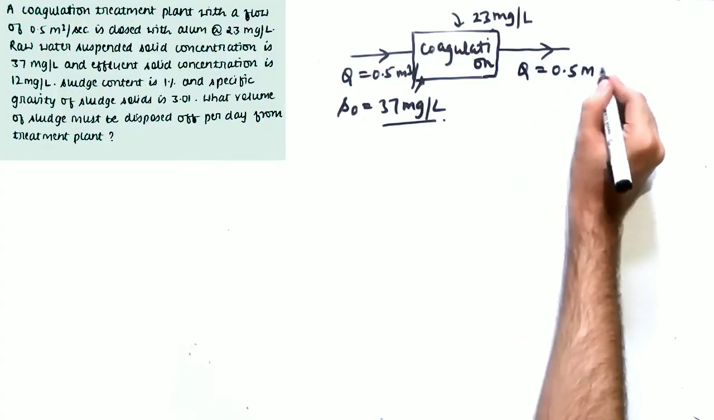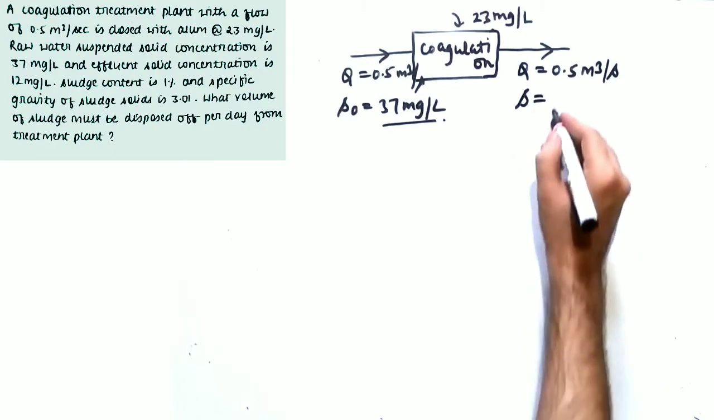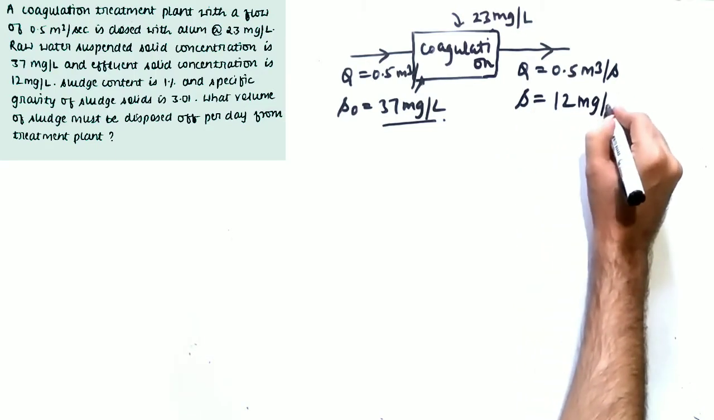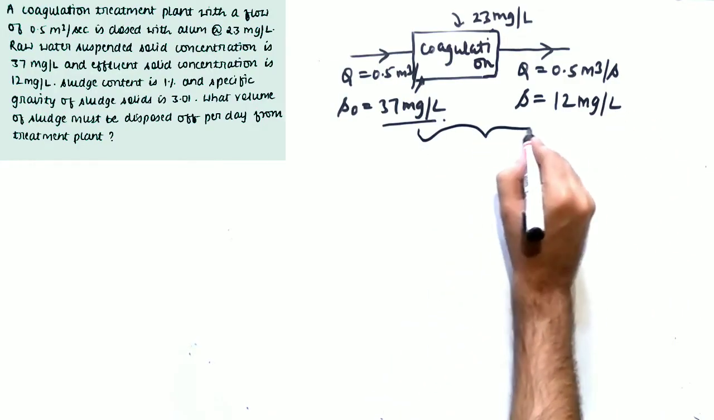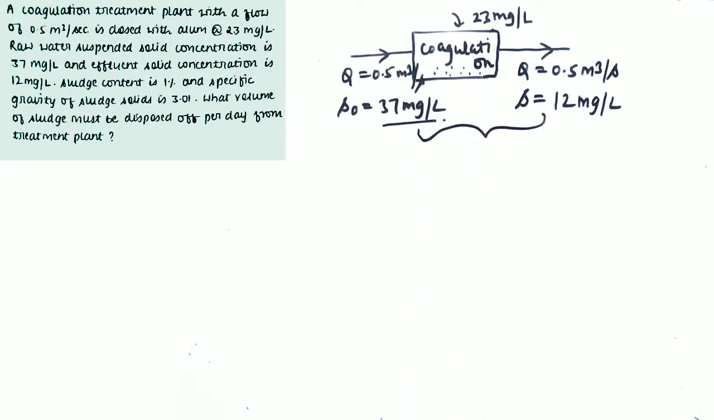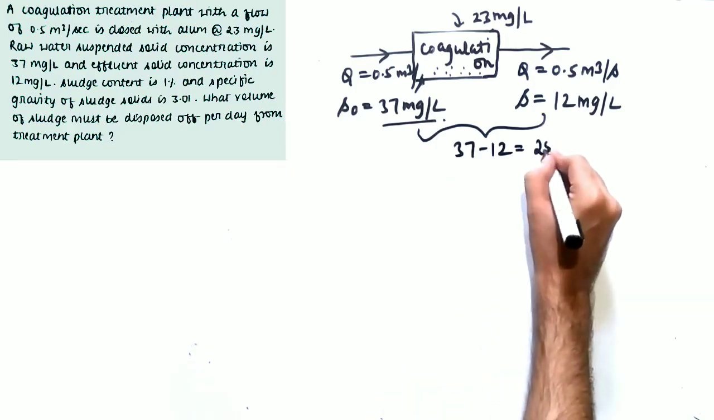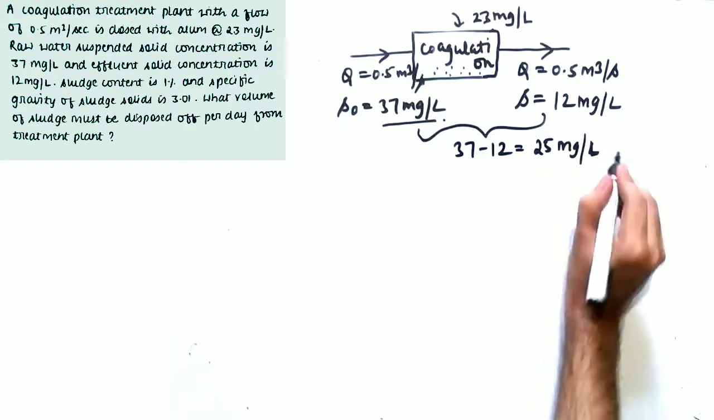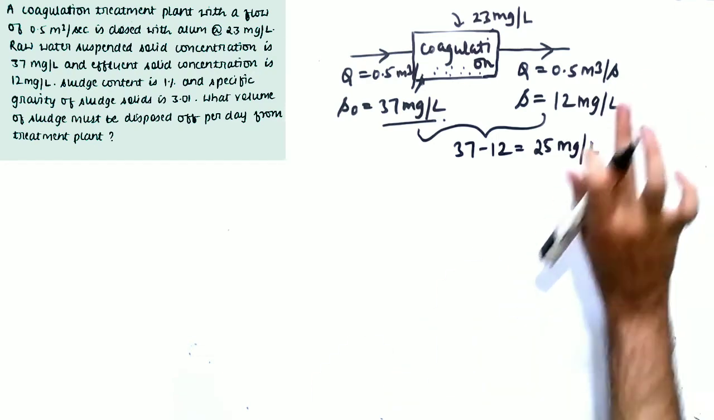The discharge won't change, we are not extracting the water, but the suspended solid concentration will change, and it will be 12 milligram per liter. What does this mean? This means that 37 minus 12 milligram per liter is settled at the bottom, and because of the coagulation, this much solids have been settled and removed. So 37 minus 12 will give you 25 milligram per liter. This is the amount of solids that have been removed from this particular discharge.